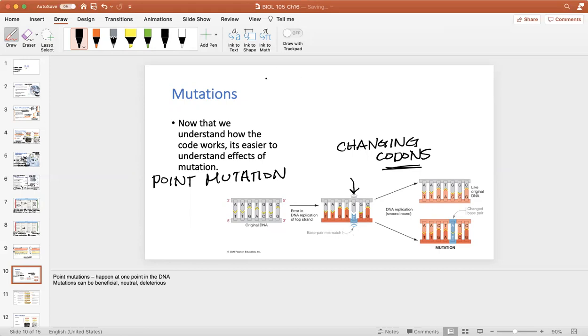Now these mutations, we're gonna come back to this idea, mutations can have three different effects. They can be beneficial, they can be neutral, or they can be harmful, but the word we like to use in biology is they can be deleterious. In other words, they delete things. They cause problems. Okay, so not all mutations are bad.